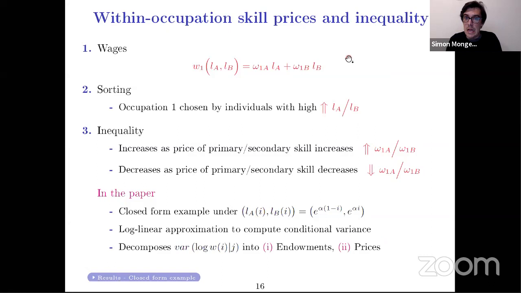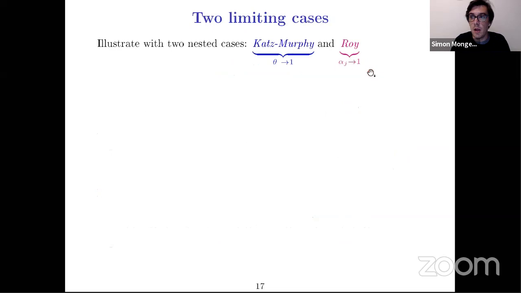Okay, and now I'm going to try to understand how this differs from the paradigmatic ways that we think about the pricing of labor in competitive labor markets with heterogeneous skills. The way I'm going to do that is to consider two limiting cases, which we nest. One is what I'm going to call the Katz-Murphy, or Tinbergen model, and the other is the Roy model.